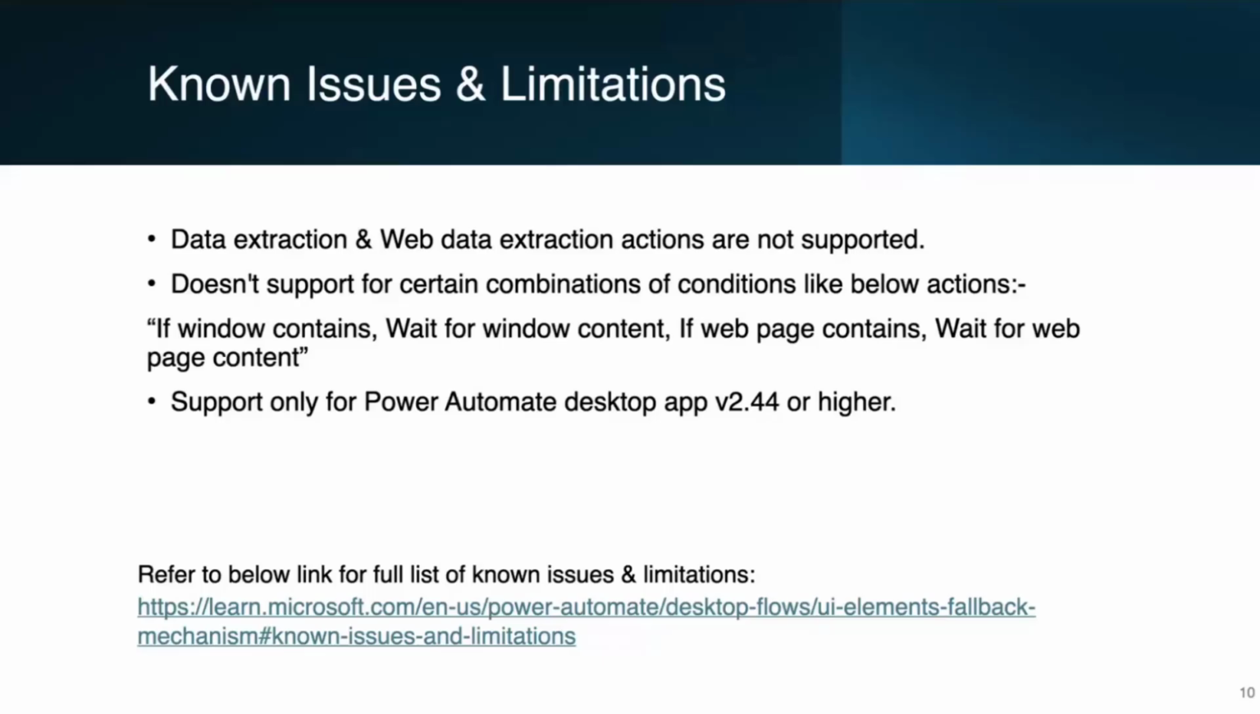So let me go back to the last slide, which covers the known issues and limitations of the image fallback feature. Image fallback is not supported for a couple of actions like data extraction and web data extraction. It also does not work for certain combinations of conditions with contains and do not contain clauses, for actions like if window contains, wait for window content, if web page contains, and wait for web page content actions. And the major limitation is, as this feature was introduced in version 2.44, it supports 2.44 and higher versions. For the complete list of limitations, you can visit the link in the Microsoft Learn post.